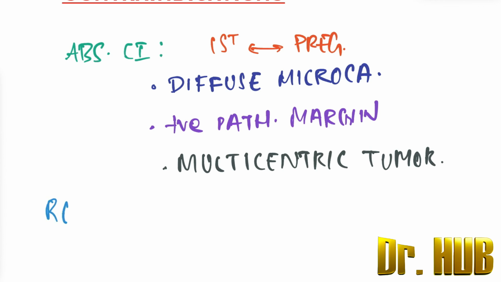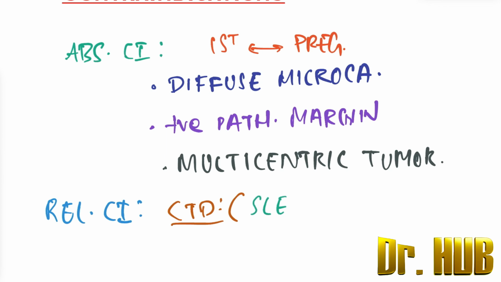Next we look at the relative contraindications. Under this, it includes the CTD, that is the connective tissue disorders. And what does it include? It includes the SLE, that is the systemic lupus erythematosus. Next, there is also the scleroderma, and there is also the RA, that is the rheumatoid arthritis.